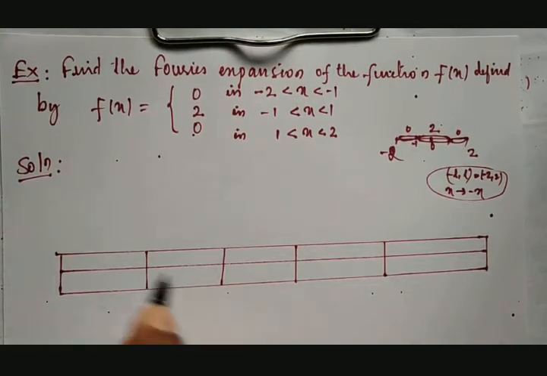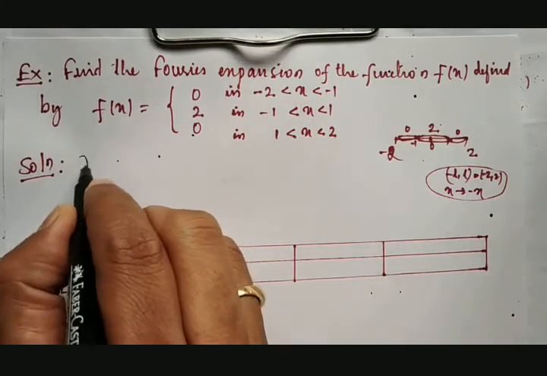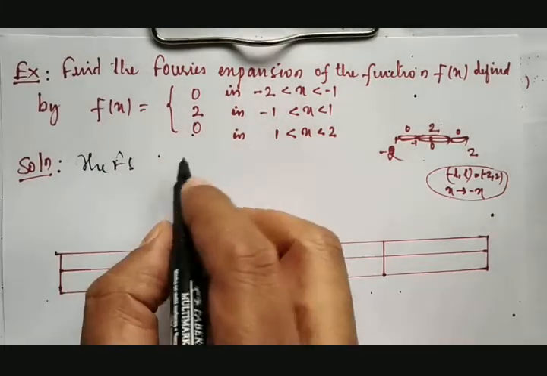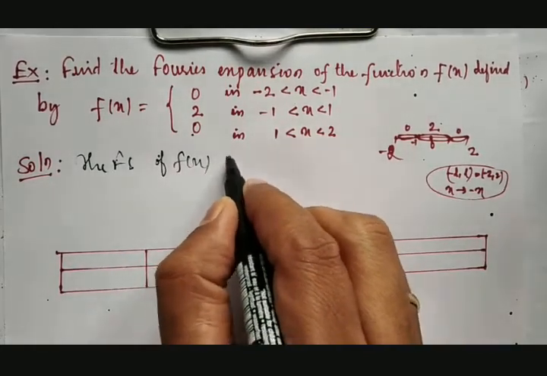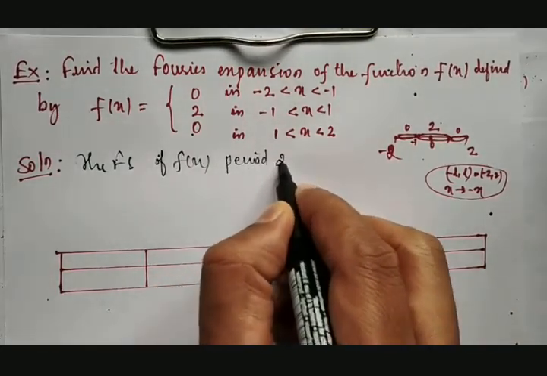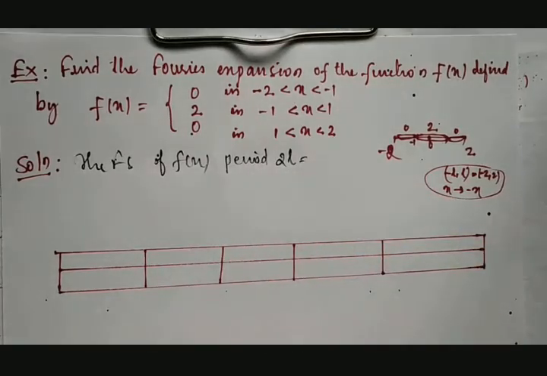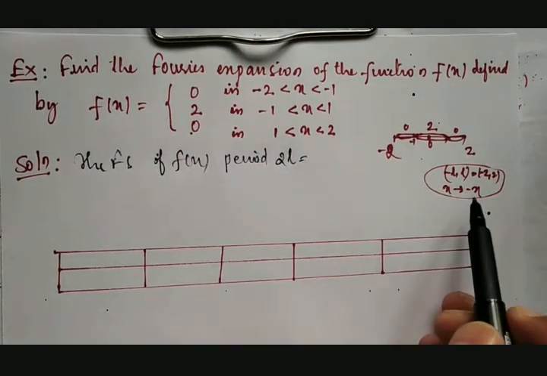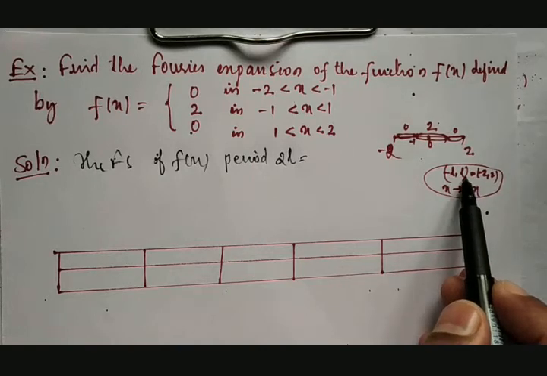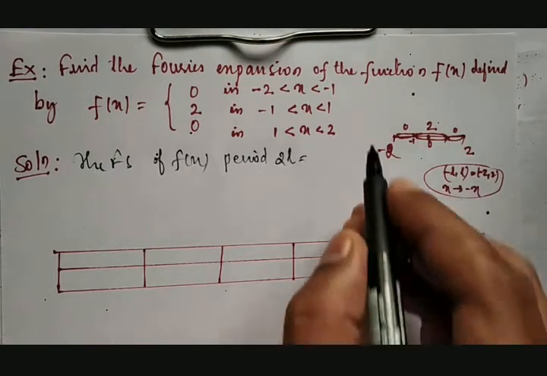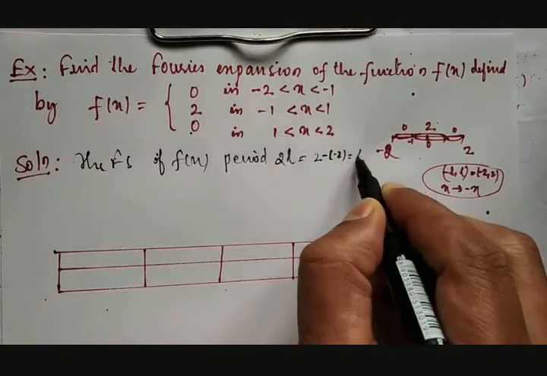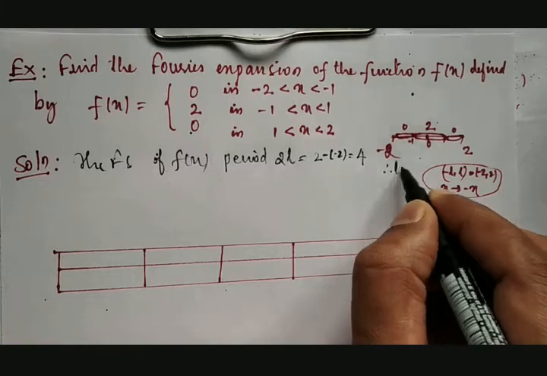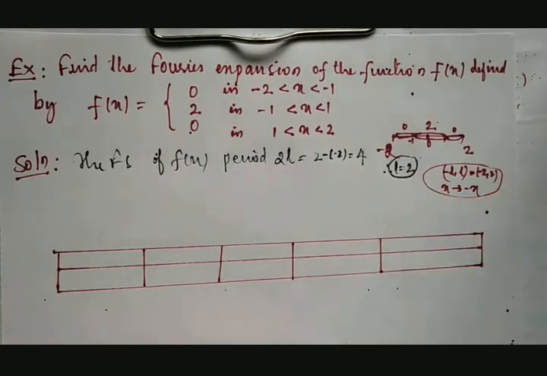So very first, I'll write down the given function, the Fourier series of f of x with the period 2L. Let us see what is 2L here. 2L is what? -L to +L, this is 2L. Then 2L will be taken as the final point minus the previous point. So that is 4. Therefore, L is equal to 2.